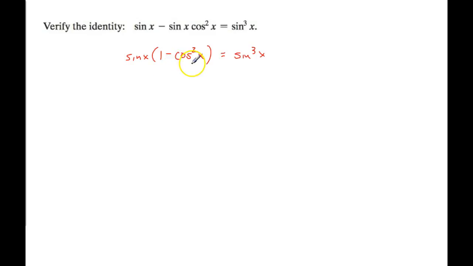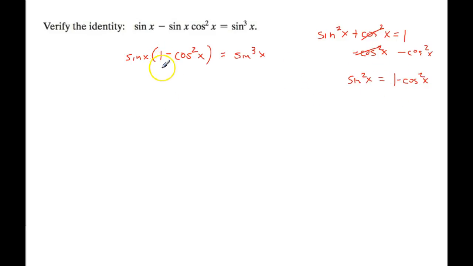And then this right here, notice if sine squared x plus cosine squared x is 1, if I subtract cosine squared from both sides of this identity, I end up with sine squared x equals 1 minus cosine squared. Now, I'm just showing you where this is coming from. You don't have to show this in the middle of your work.